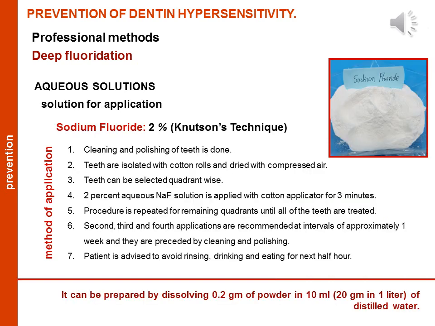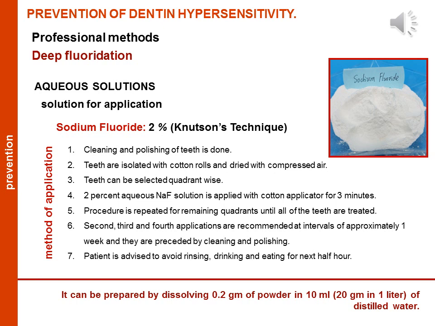Method of application of sodium fluoride for deep fluoridation. First, cleaning and polishing of teeth is done. Teeth are isolated with cotton rolls and dried with compressed air. Teeth can be treated quadrant-wise. 2% aqueous sodium fluoride solution is applied with a cotton applicator for 3 minutes.